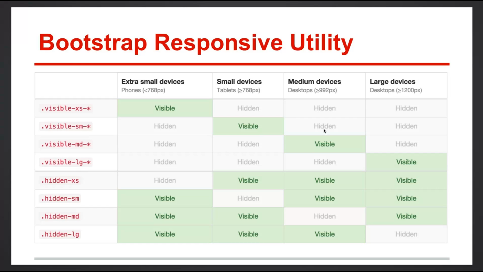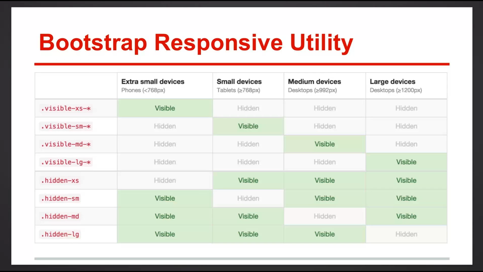So I'm just trying to figure out if you wanted to hide something on small or below, or medium or below. I guess you would say visible medium, but then it wouldn't show for large. How would you do that? How would you say, I want this to be visible on medium and large? You put them both. Both.